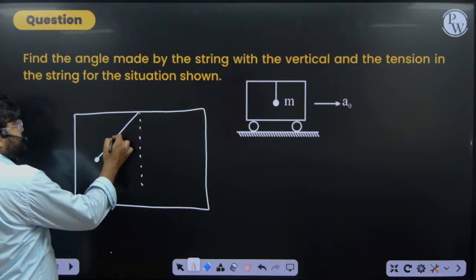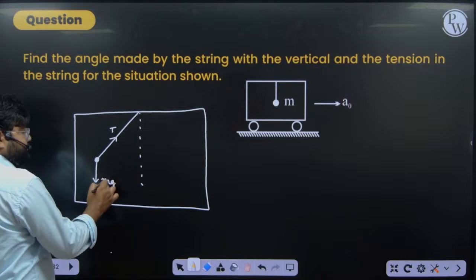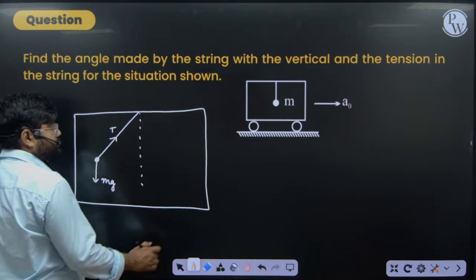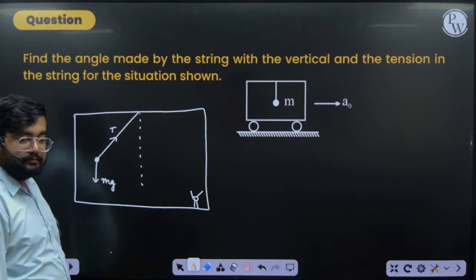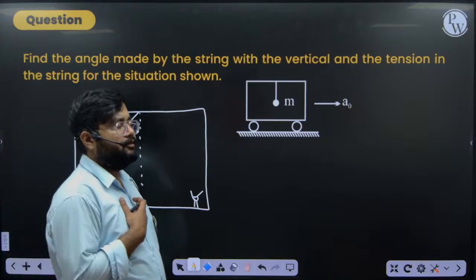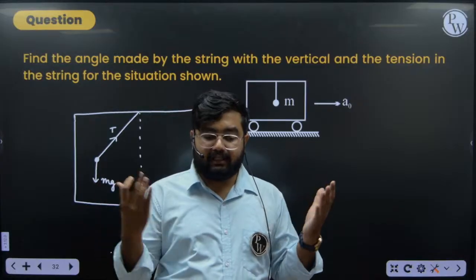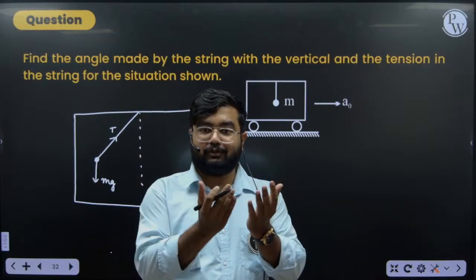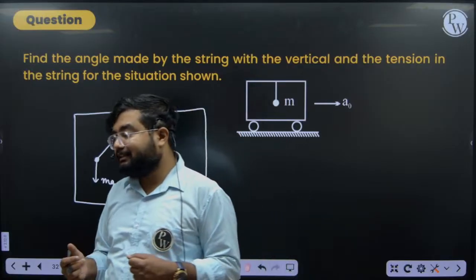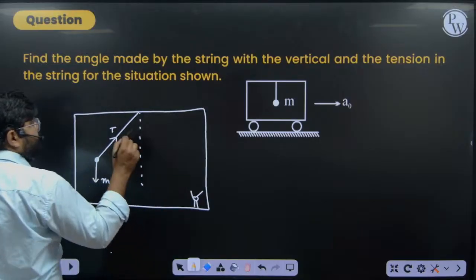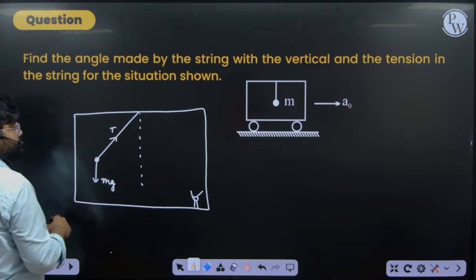So tension is acting in this direction and mg is acting in this direction. Now suppose we are in this car, in the car frame. What will we feel? We will feel that the car is at rest, because suppose the car is completely closed from everything, no window, nothing. You will not feel that the car is moving, you will feel the car is at rest, and you are in a non-inertial frame. So we have to apply a pseudo force.